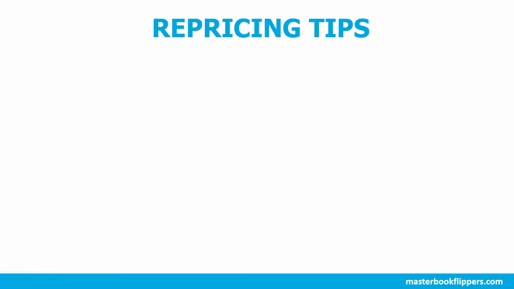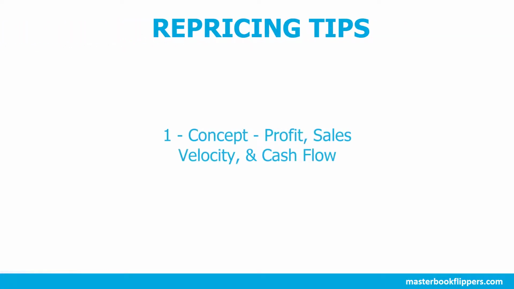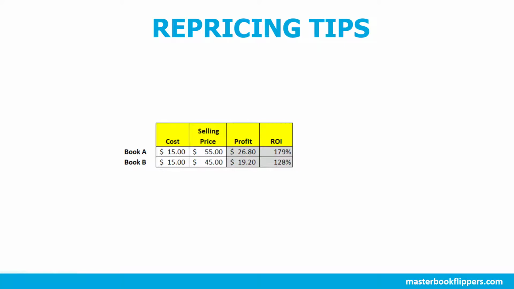All right, your first repricing tip is really more of a concept that you need to understand. So let's look at this simple example. Let's say we have these two books here, Book A and Book B. We're buying them for $15, and Book A we're going to sell at $55. We're making over a $26 profit. ROI is great, 179%. So if I were to say, which book would you rather have, everybody is immediately going to say, I'd rather have Book A, right?